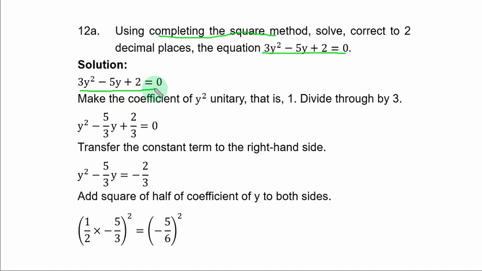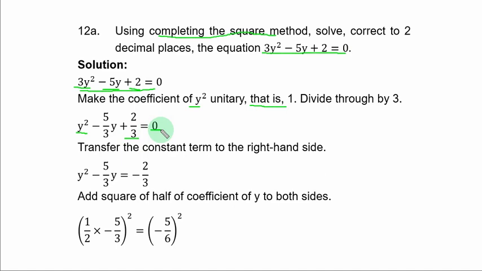Step 1 is to make the coefficient of the squared term, y squared, unitary, that is 1. To achieve this, divide through by 3. Divide 3y squared by 3, you have y squared. You divide the second term by 3, you have minus 5 over 3 y. You divide the constant term by 3, you have plus 2 over 3. You divide 0 by 3, it is 0.